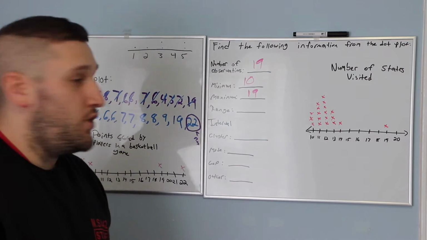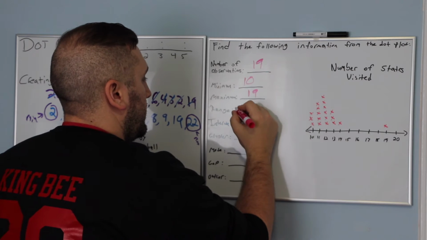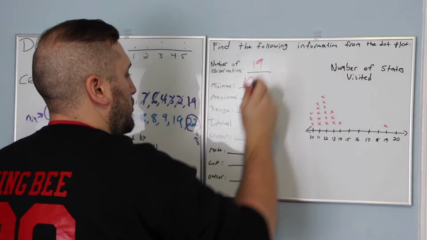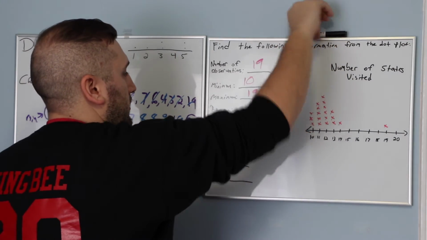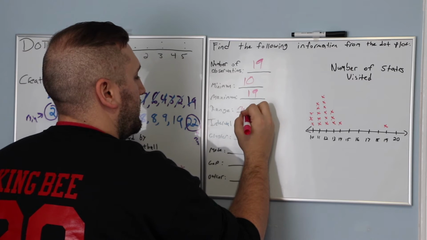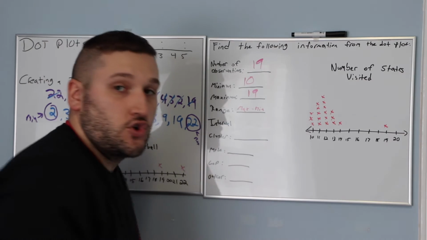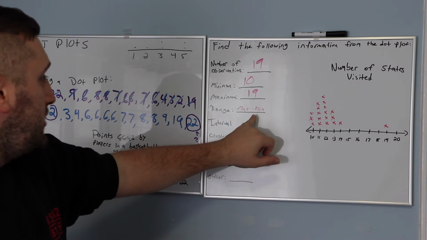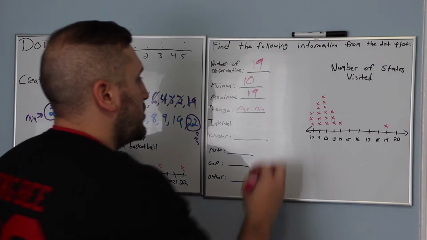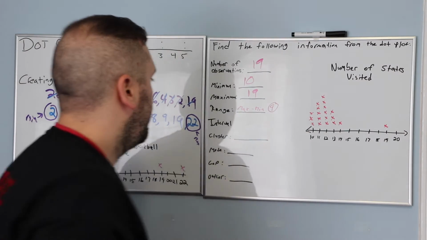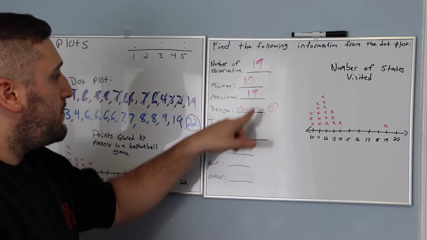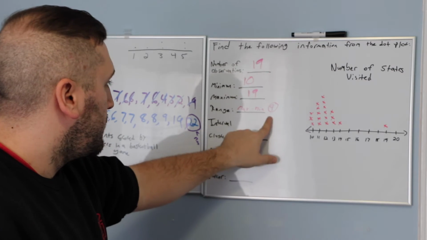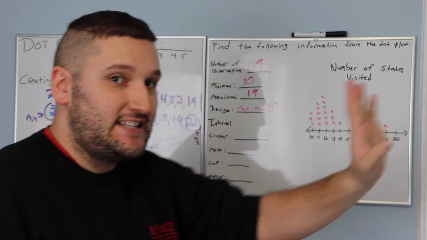Your range. What your range really is, it's your maximum minus your minimum. So you're just taking those two numbers and subtracting them. Your range for this would be 19 minus 10, which is 9. That would be your range. Your range wouldn't be 19 minus 10. Your range is one number, so it would be 9. You have to actually do the math. You can't just leave it as 19 minus 10.